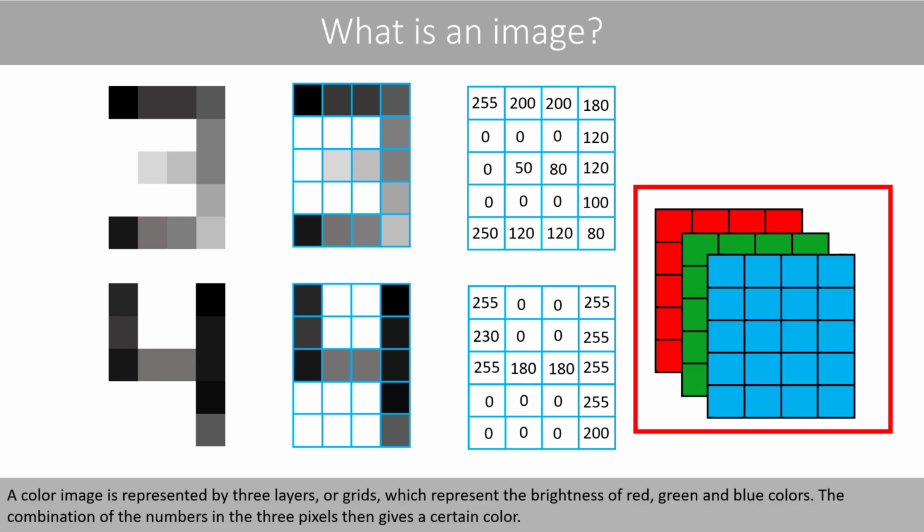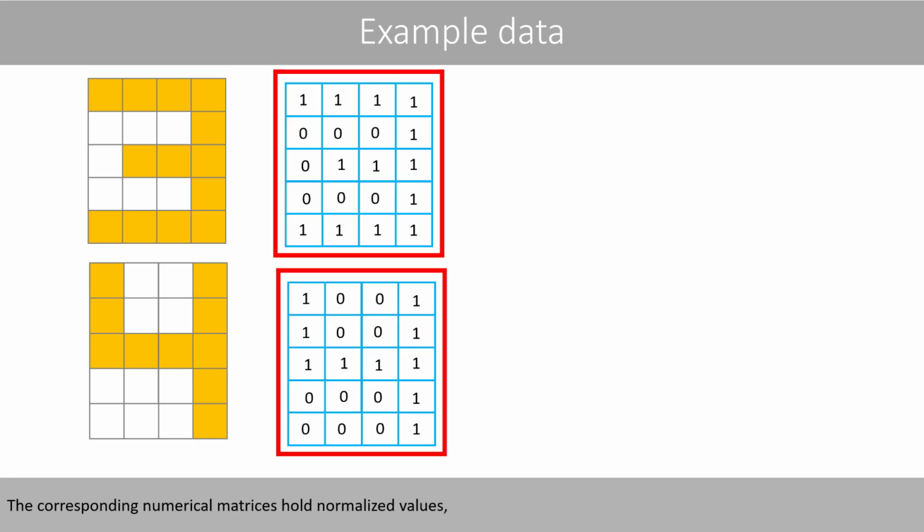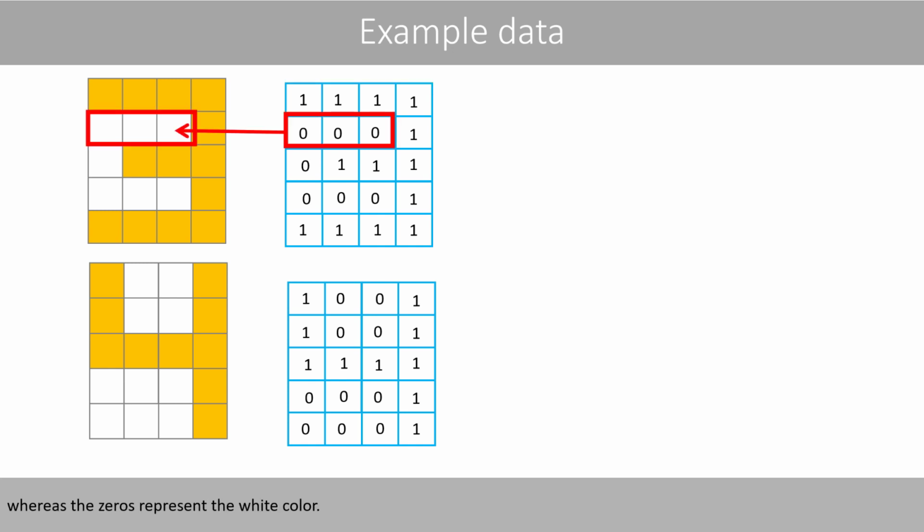A color image is represented by 3 layers or grids, which represent the brightness of red, green and blue color. The combination of the numbers in the 3 pixels then gives a certain color. To explain image recognition in the simplest possible way, we will here use only 2 colors for our images. The corresponding numerical matrices hold normalized values, where the 1s represent the orange color, whereas the zeros represent the white color.